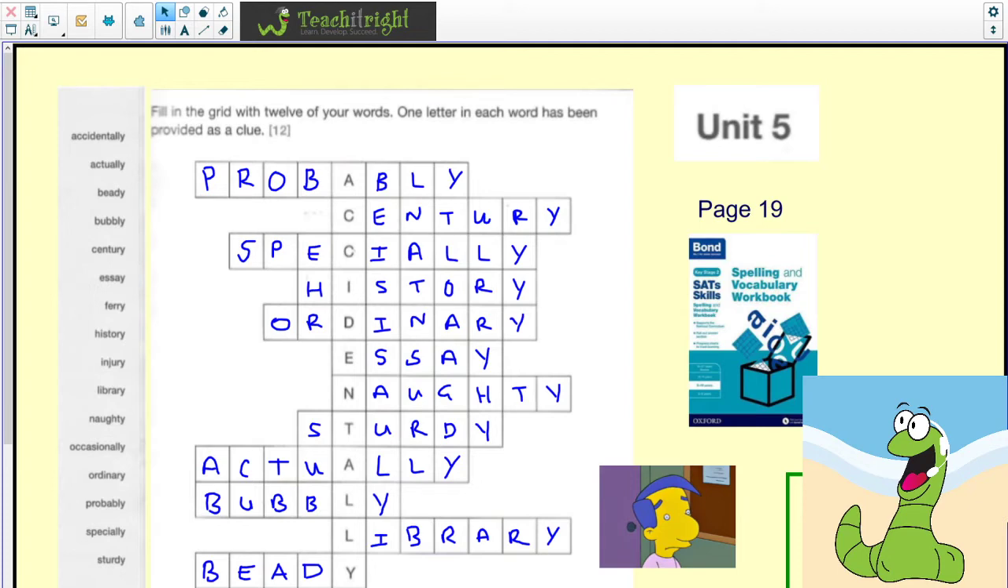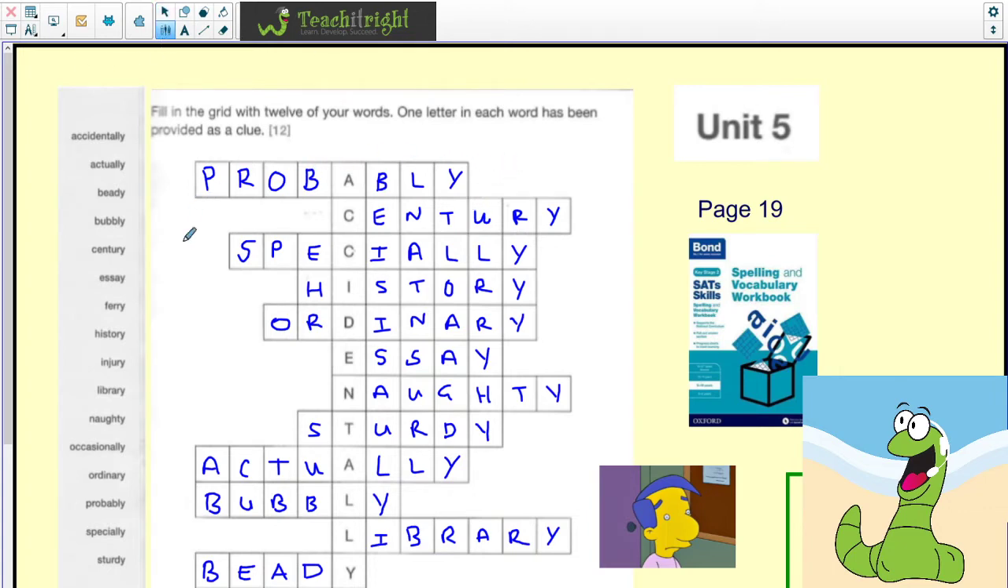So, first thing we had to do, we need to be in Unit 5. So you need to be in your spelling and vocabulary workbook, and you need to please turn to page 19. Page 19. So you're doing incredibly well. You're already on Unit 5. So well done if you've managed to get all the way up to Unit 5 already.